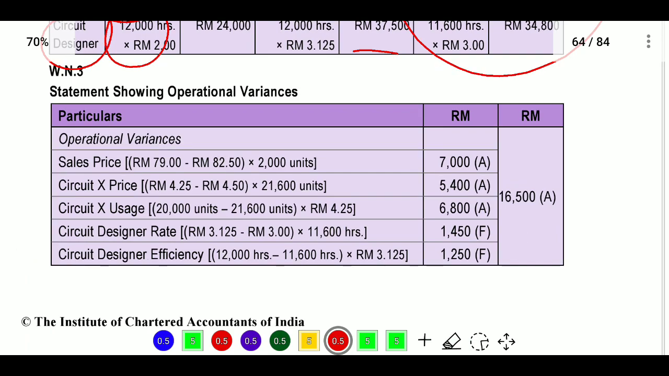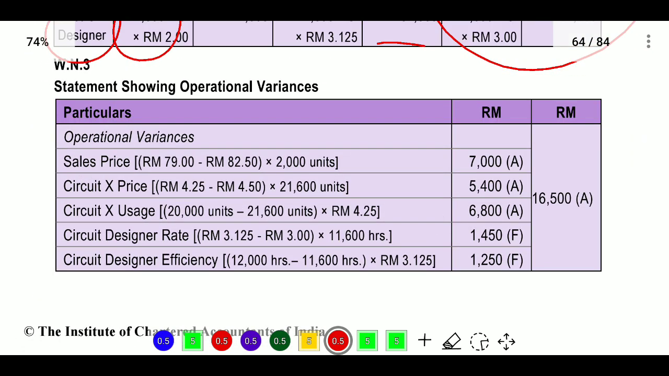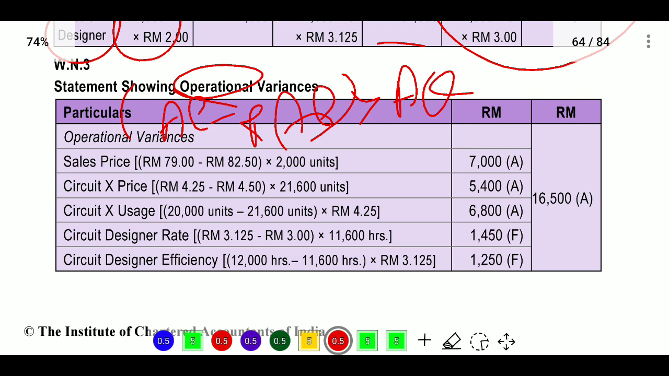Now here we will see operational variances. Operating statement showing operational variances. What are the operational variances? We have seen 2000 units, which was budgeted the same and actual the same, 2000 units only. And prices. What are the prices? Here for sales, first we will take actual price minus revised actual price for operational, revised into actual quantity. Next, circuit price changes, that is 4.25.